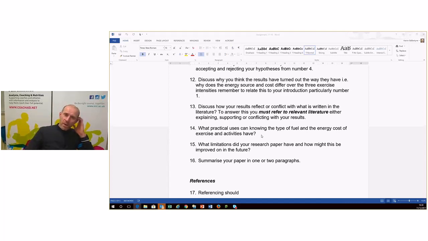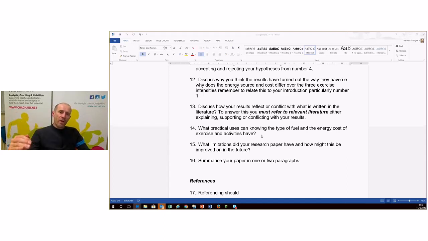Write a paragraph summarising everything you've done. So what did you find in your introduction? We have looked at energy systems. We have looked at different methods for measuring the cost of energy, the cost of exercise. We have looked at whatever else we looked at. We tried to find out X, Y, and Z. We used one subject, male, female, age, whatever it may have been.